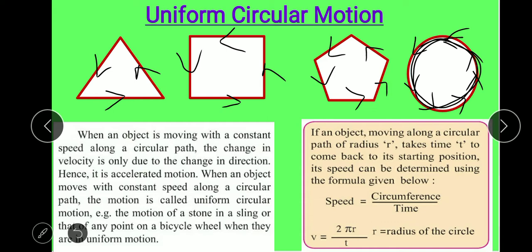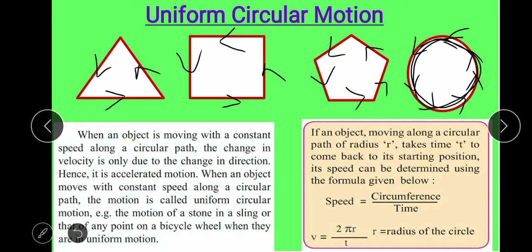Acceleration is there, though speed is constant. Suppose the vehicle is moving with a constant speed of 10 kilometers per hour, but the direction is changing. That means velocity is changing. Students, if a vehicle is following a circular path and the speed is constant, we can say it is a uniform circular motion. But at the same time it is also an accelerated motion. Why? Because direction is continuously changing.